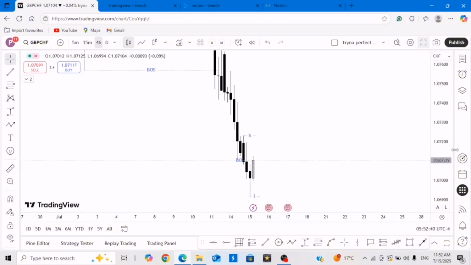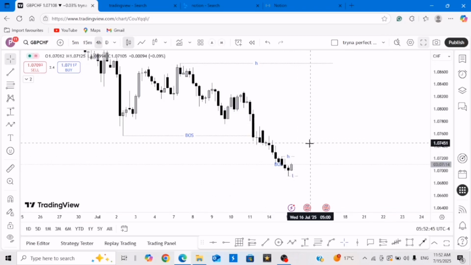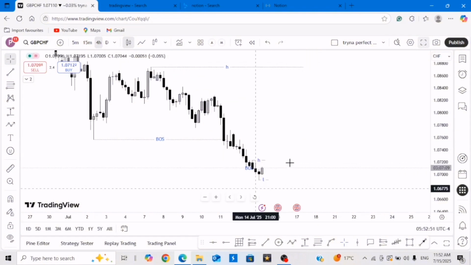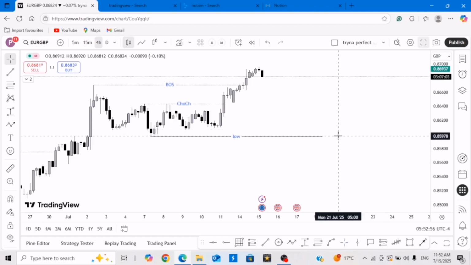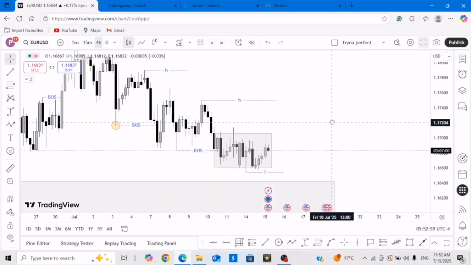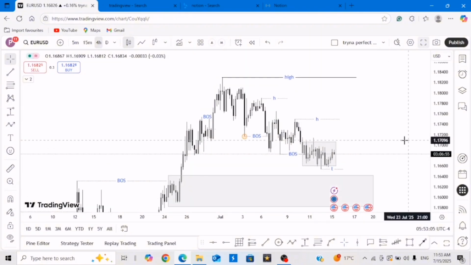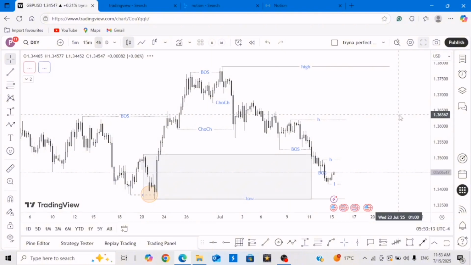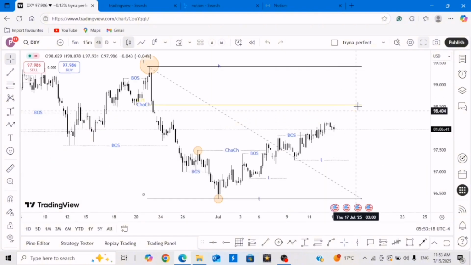So GBP/CHF, no trades that I see, because I'm expecting price to start pulling back up right now, or it might just continue dumping to the downside. But I don't see a setup on GBP/CHF. I don't see a setup on EUR/GBP. I see a possible setup on EUR/USD, but we're gonna have to do a bit of waiting here. GBP/USD as well, we see a setup, we're gonna have to wait. The dollar index as well, we are expecting it to go up.